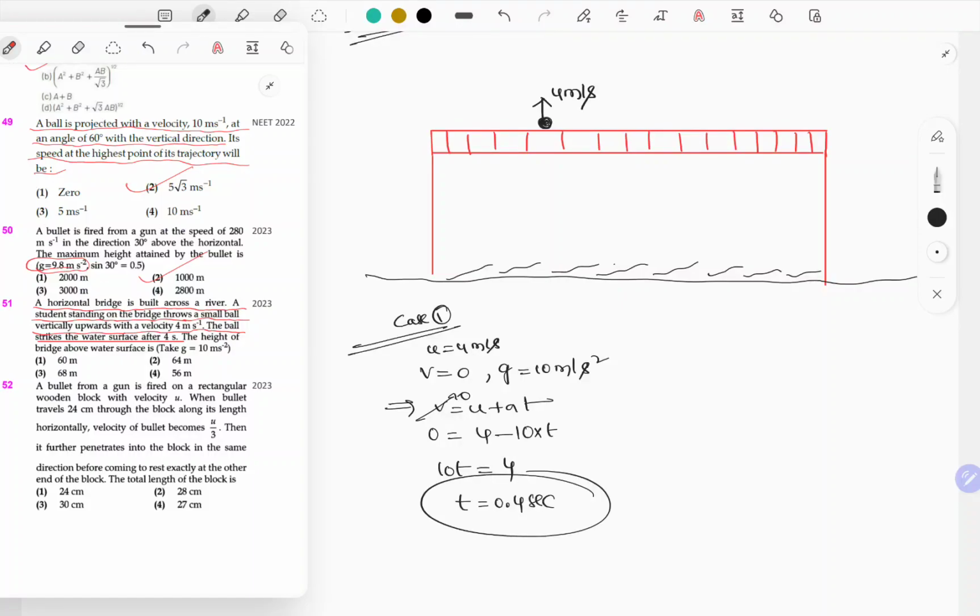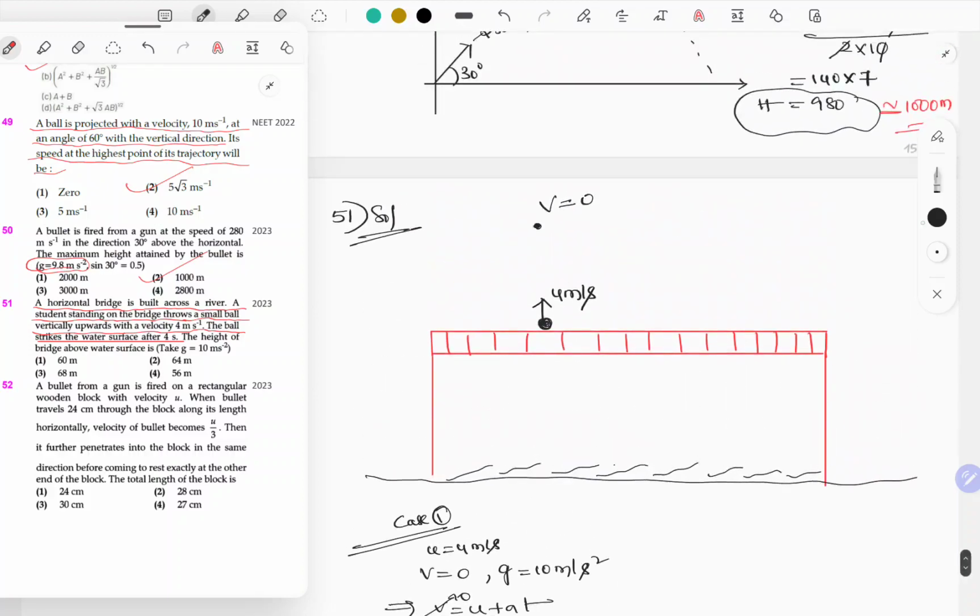Hope you understand, guys. It is 0.4 seconds. That means the time taken by the particle to reach maximum height is 0.4 seconds. How much time will it take to come back to the same position? It is going to take another 0.4 seconds. Super. Whatever time it takes to reach the maximum, it takes the same time to come back down. Try to remember that.